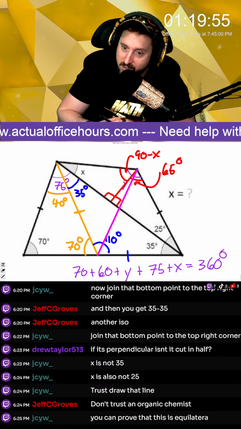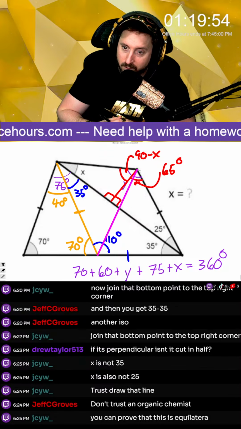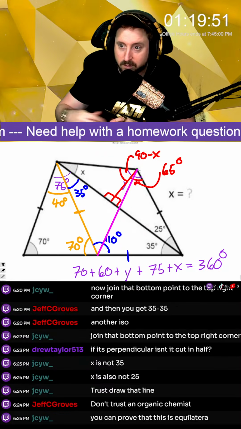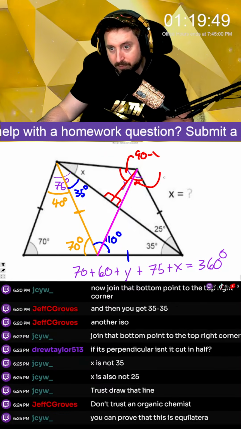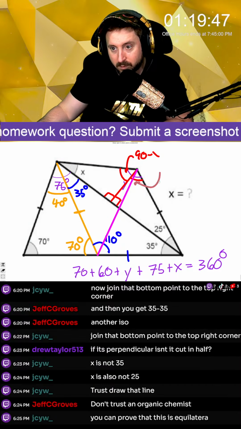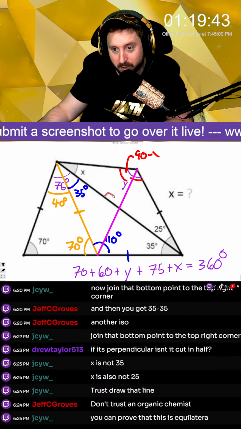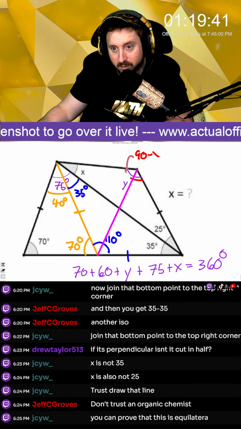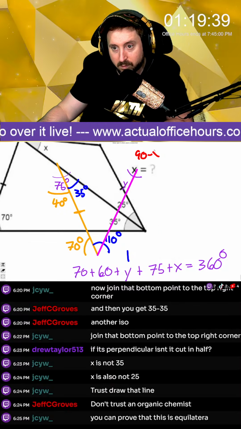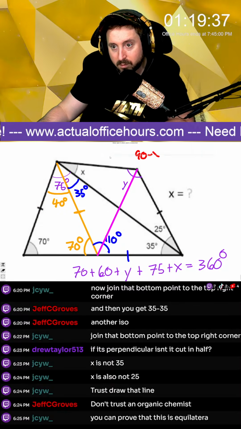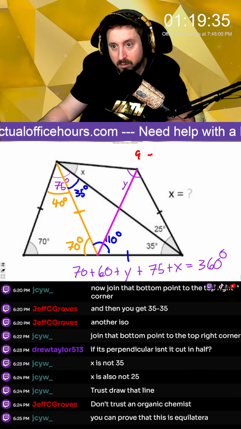You can prove that is equilateral. Maybe, sorry, let me get rid of this stuff. I don't think this stuff is relevant. There could only be 2 lines. I'm not going to put 3. Oh, yes, he's right. That's technically an isosceles triangle.